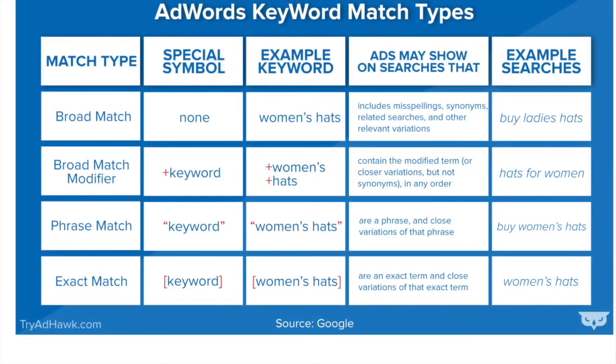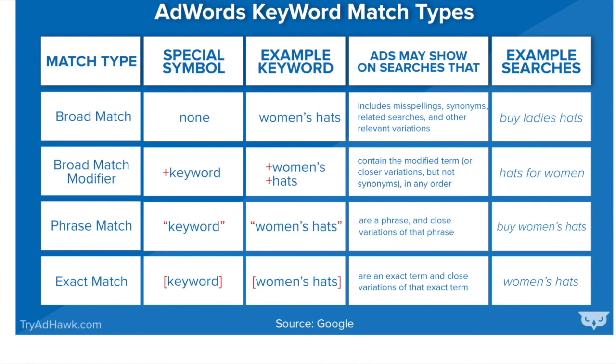In the first column you will see the different match types: broad match modifier, phrase match and exact match. In the second column you will see the symbol that has to be shown with the keyword to signify what the match type is. For example, if you want to use a broad match modifier keyword, put a plus before each of the keywords. If you want to have a phrase match type, you put quotation marks either side of the keyword. And if you want exact match, you put the square brackets either side of the keywords. In the third column, you'll see how the keywords look in an AdWords account, with the plus symbols, the quotation marks and the square brackets each signifying the different match types.